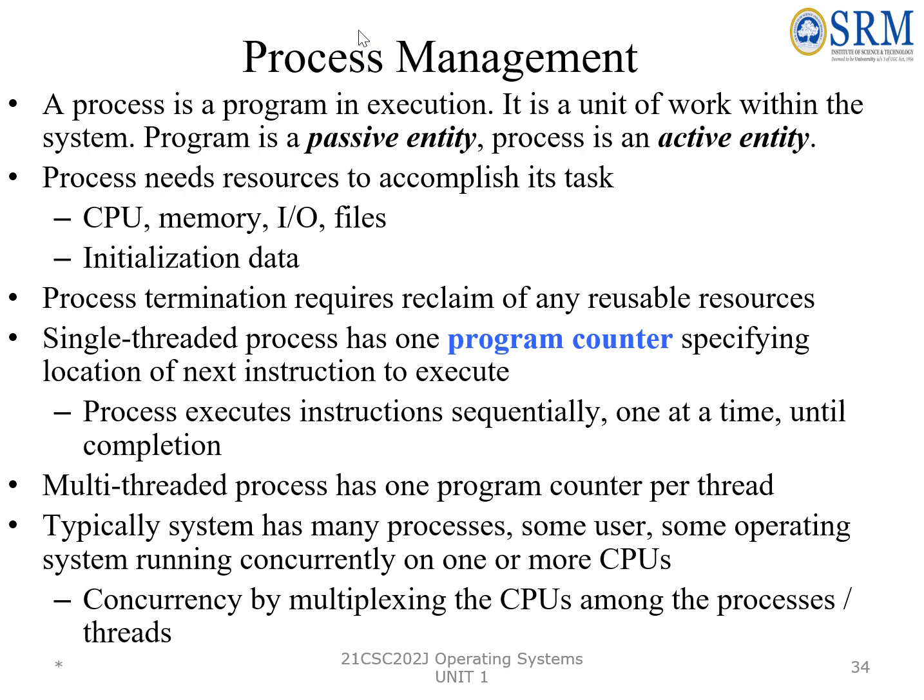If you want to execute any task, we need certain resources: CPU, memory and IO files. For executing the task, we need the CPU. To store the data in one location, we need memory. For getting the input and output, we need IO files.